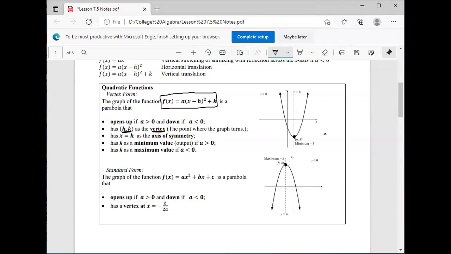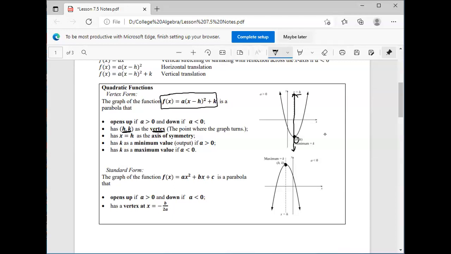Okay, then it says x equals h is the axis of symmetry. So this little line right here, they've got it dotted, axis of symmetry means just exactly what it says. On that line, I could fold it and it would be the same on both sides. So that's what the axis of symmetry is. And whatever the x coordinate is, the h, that's how you would write your equation. We'll talk about that some more in a minute.